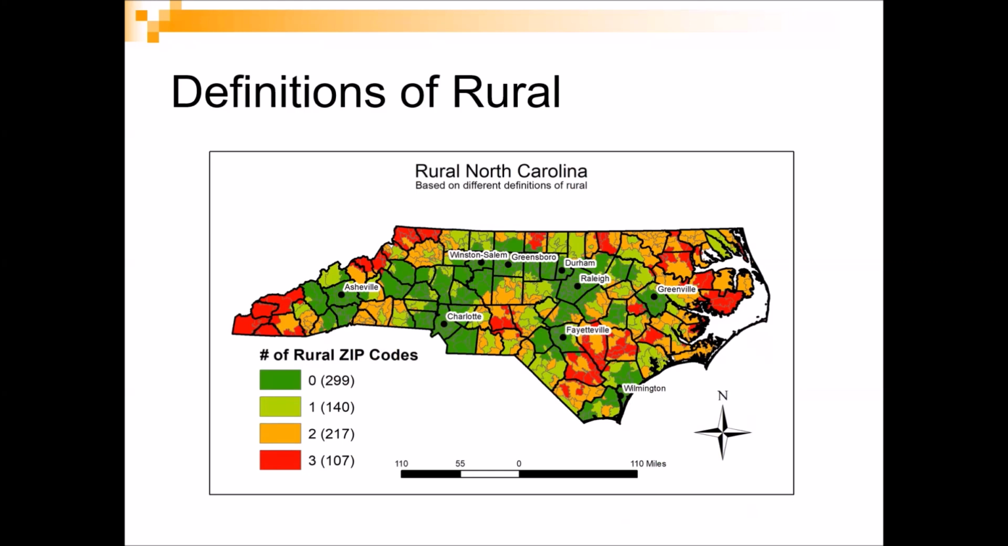Now, I could do a little GIS magic and just superimpose them on top of each other. So you can see these areas in red satisfy 3 definitions of rural versus 2 versus 1 versus 0. But at the end of the day, this is just a map. At the end of the day, what we want is statistics.